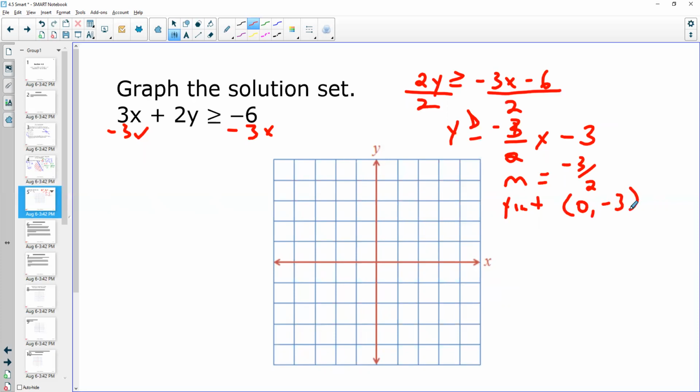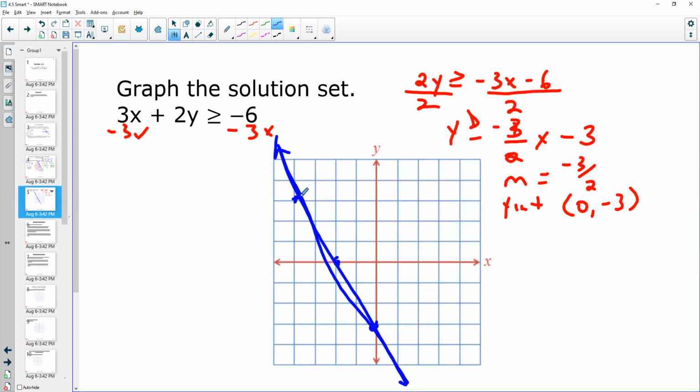So I'm going to graph that. So let's see, 0, negative 3 is here. And then I can't really go down and over too far, so I'm going to go up and to the left. Up to the left. So here's my line, give or take. Forgive me, it's a terrible line. That's better. There's my line.